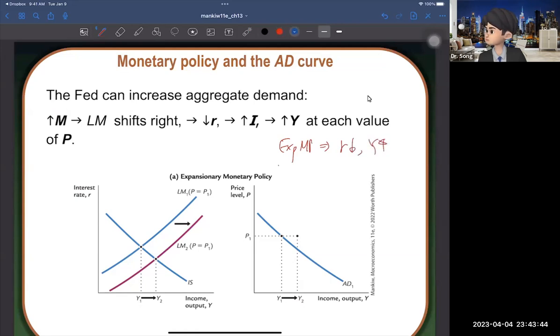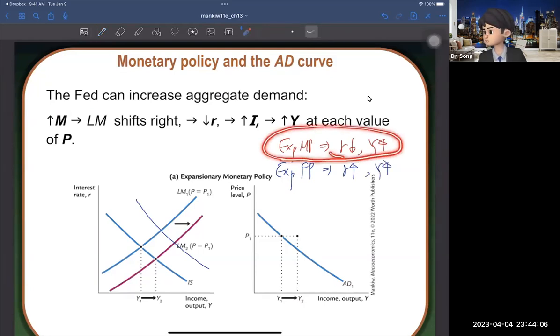On the other hand, expansionary fiscal policy, such as lowering taxes or raising government spending, shifts the IS curve to the right, and as a result, what happens? Output is increased, but at the same time, the interest rate is increased. So it's totally opposite in terms of the interest rate, okay? Expansionary monetary policy lowers the interest rate.